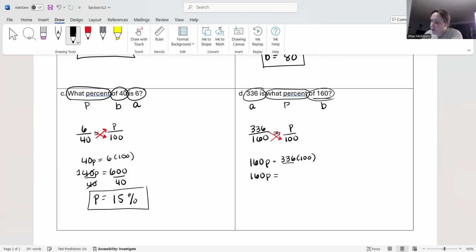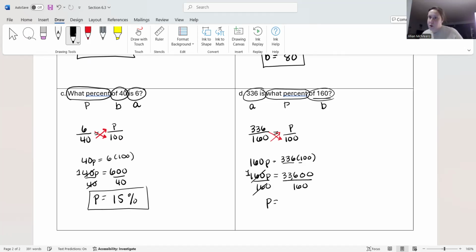We need to take the 336 times the 1. So 336 times 1 is just 336. And then add however many zeros were in your factors. So we have 2 zeros. So that tells me that 336 times 100 is 33,600. We need to undo the multiplication of 160 and P. So I would divide, and I have to do that on both sides. So divide both sides by 160. On the left, 160 divided by itself is just 1. 1 times P is P.